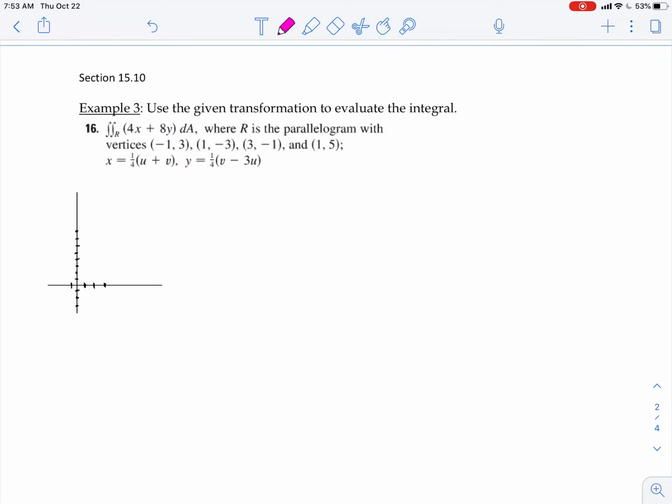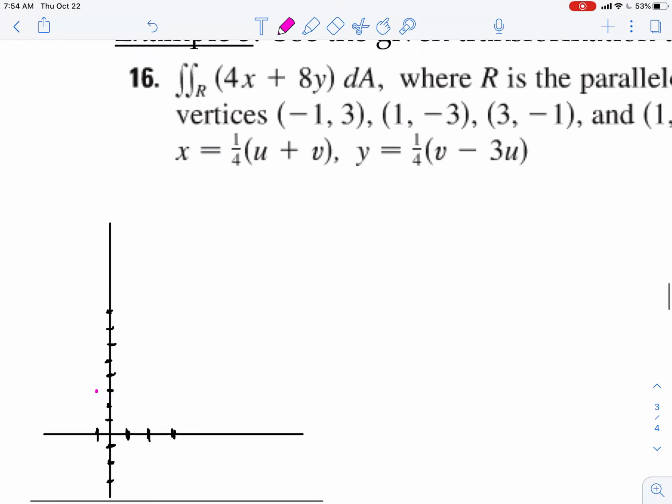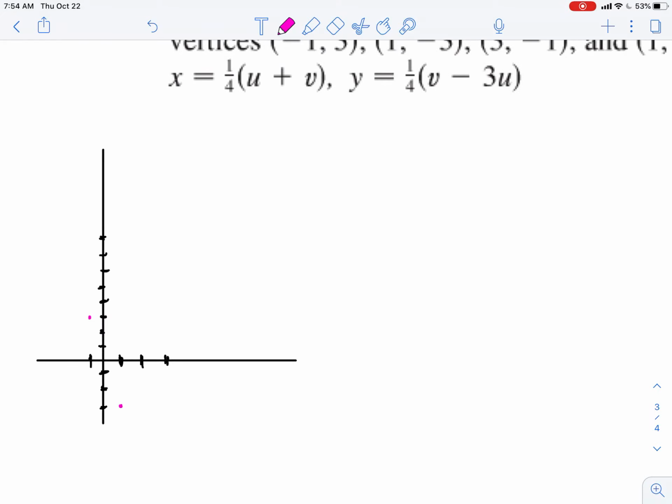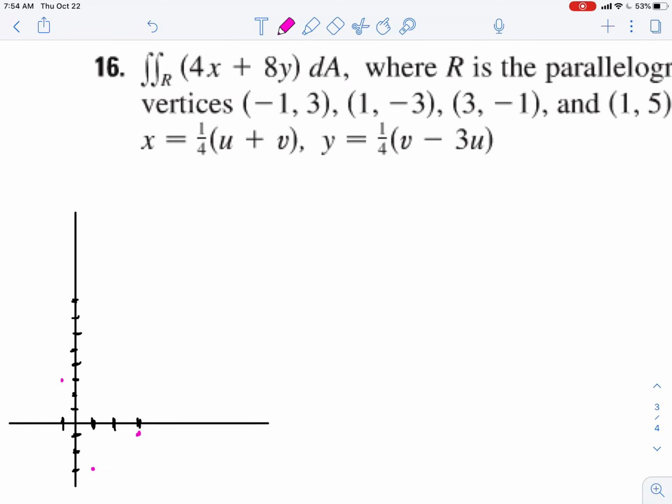And so I'm going to graph my first point, -1, 3. Let's zoom in there. So -1, positive 3. Then 1, -3. Then 3, -1. And then 1, 5. Make sure that I'm right above that. Looks like I made this just a little bit long. Erase these values. It's a little too small.